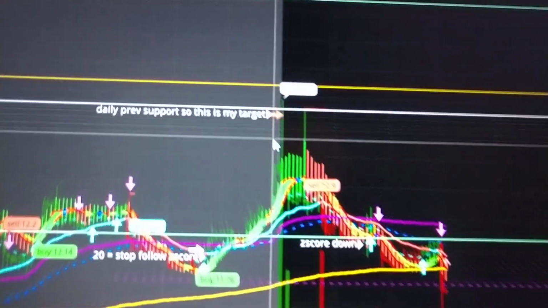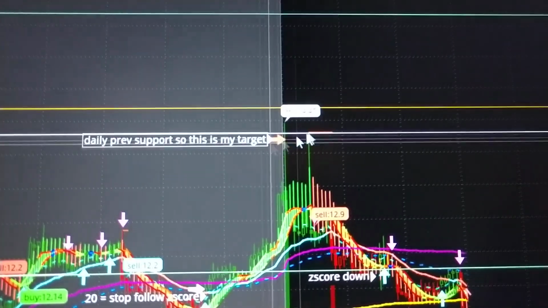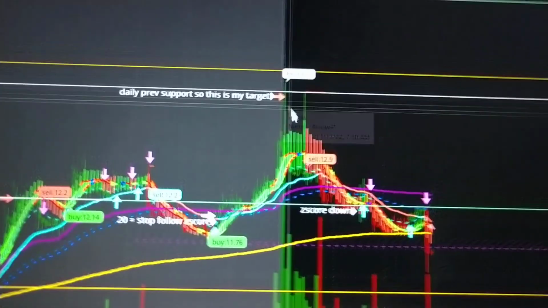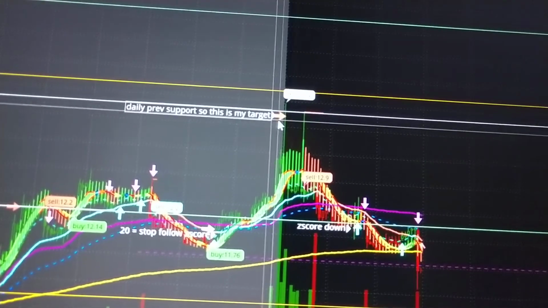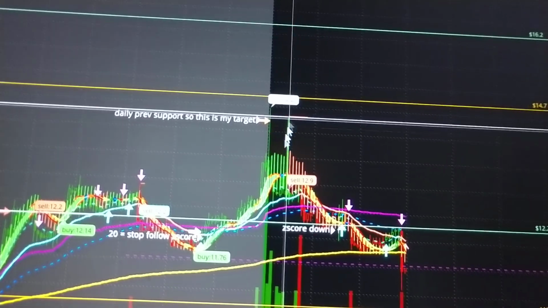And then it hit my white line, even though I was out a little bit less than that because I was afraid, right? Such a nano float. It's really tricky to trade these when they're so nano. And then it hit that line again with a huge wick.